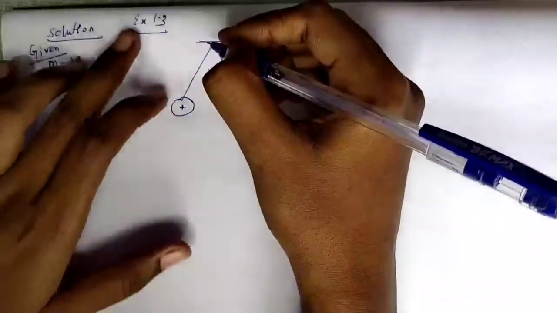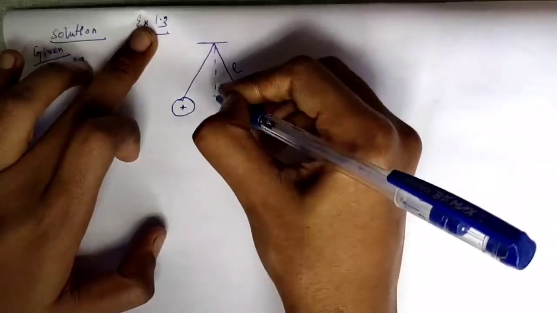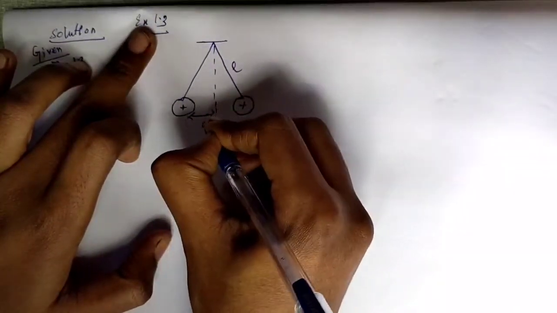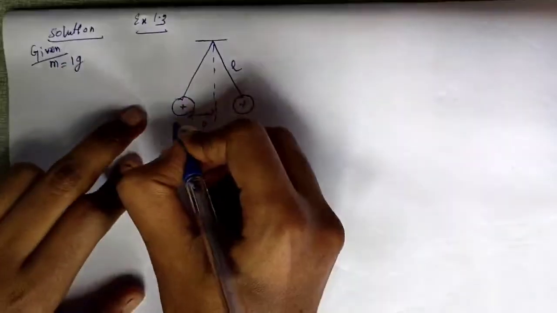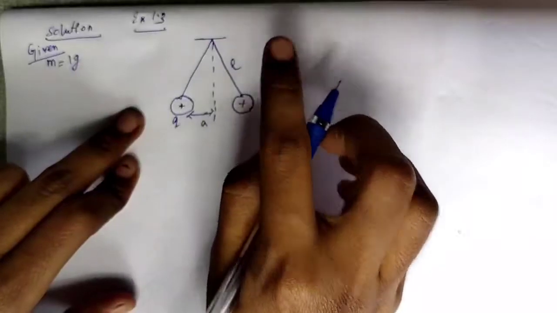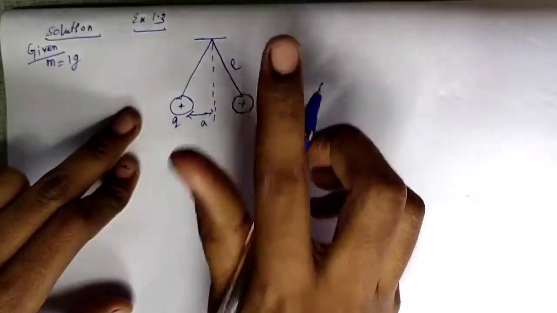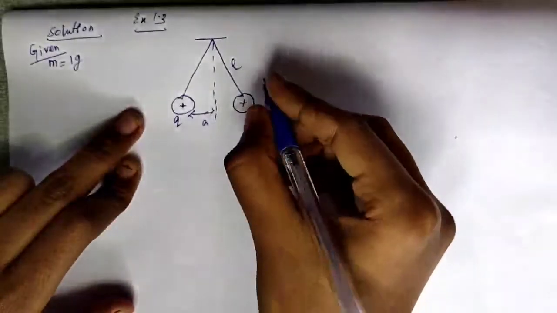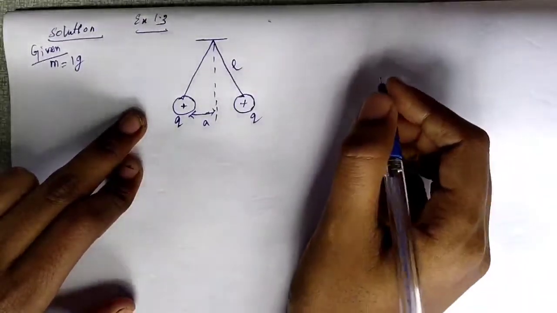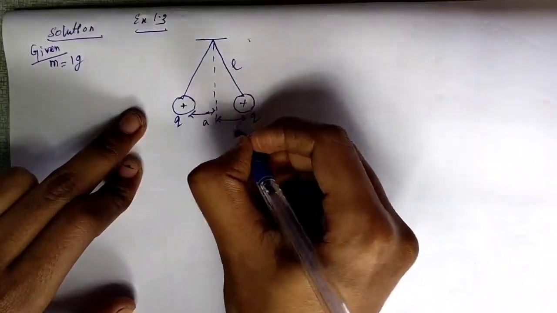The distance between the vertical axis and the center is taken as a. And the charge of the sphere is taken as Q. In the question, they have given two small sized identical equally charged spheres, so here also the charge is Q, both having equal distance a.